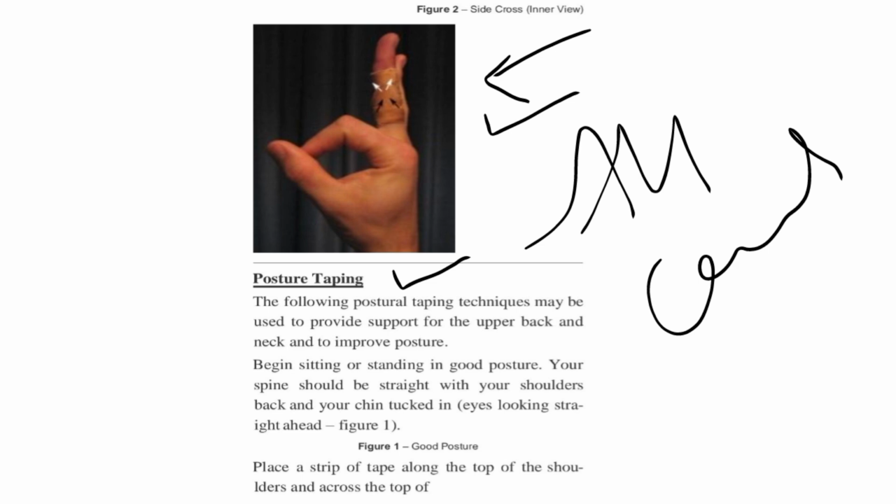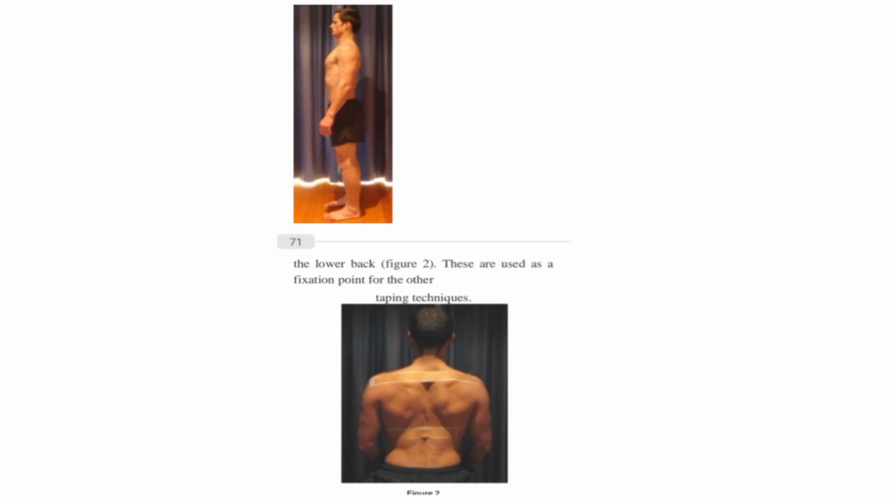Posture taping. The following posture taping technique may be used to provide support of the upper back and neck and to improve the posture. Begin sitting or standing in a good posture. Your spine should be straight with your shoulder, back and chin at the level, eyes looking forward. Place a strip of tape along the top of the shoulder and across the top of the lower back. This can be used as a fixation point for the other taping techniques.